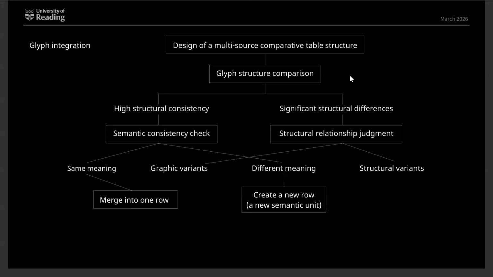If there are major structural differences, we need to judge whether they should be treated as graphic variants or structural variants. Graphic variants differ only slightly. They still share close pronunciation, meaning, and structural inheritance. So they can be treated as one character. Structural variants differ much more strongly in form. Even when pronunciation and meaning are close, they should be treated as different characters.